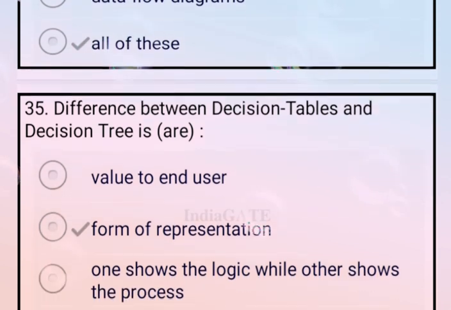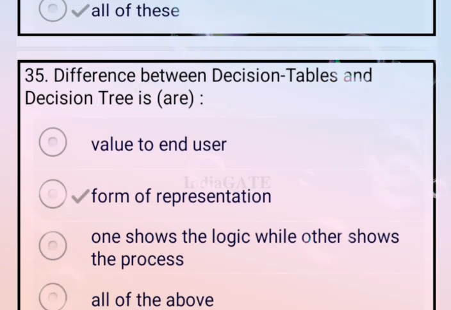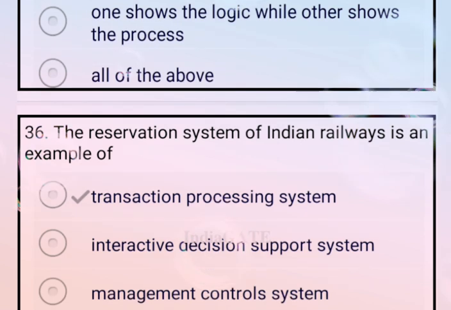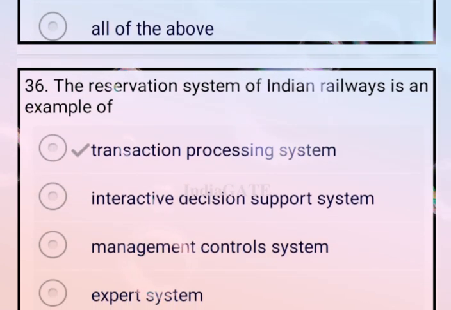Next question. The difference between decision table and decision tree is. So the correct answer is option B, that is form of representation. Next question. The reservation system of the Indian Railway is an example of. So the correct answer is option A, that is transaction processing system.